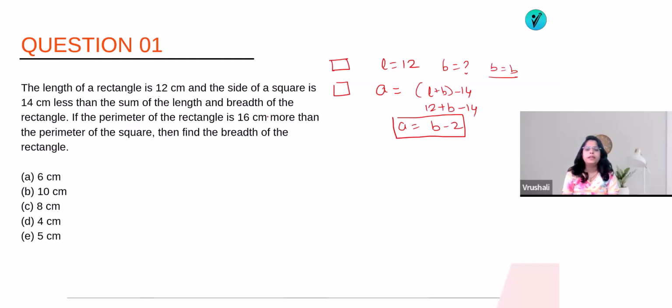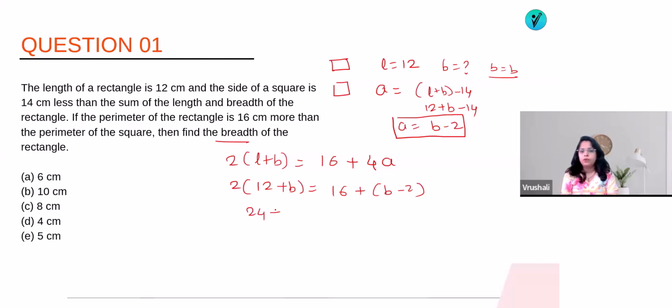Then they are saying that the perimeter of the rectangle is 16 centimeter more than the perimeter of the square. So the perimeter of the rectangle, that means twice of L plus B, is 16 centimeter more than the perimeter of the square. We will substitute L equal to 12 and A equal to B minus 2, because we need to find B. So 2 times 12 plus B is equal to 16 plus 4 times B minus 2. So 24 plus 2B is equal to 16 plus 4B minus 8.